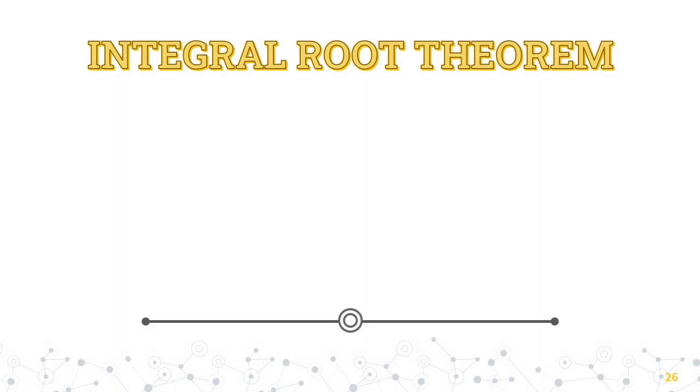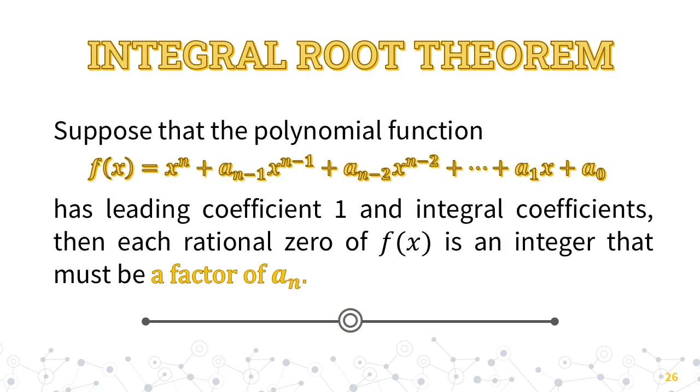While for the integral root theorem, suppose that the polynomial function f(x) = x^n + a_(n-1) x^(n-1) + a_(n-2) x^(n-2) + ... + a_1 x + a_0 has leading coefficient 1 and integral coefficients, then each rational zero of f(x) is an integer that must be a factor of a_0, the constant term.